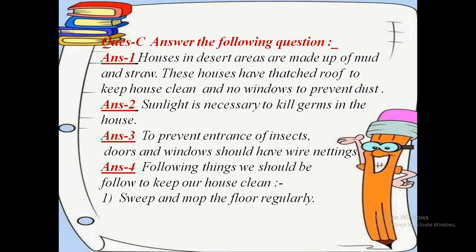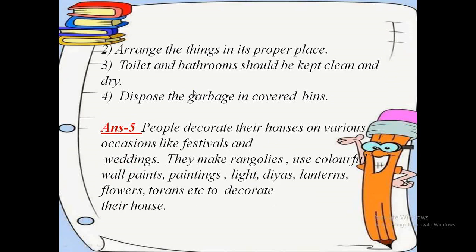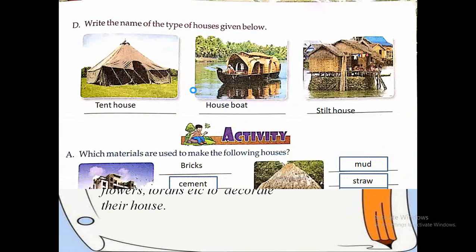So the first question is, write about the house made in desert region. So the answer is, houses in desert areas are made up of mud and straw. These houses have thatched roof to keep house cool and no windows to prevent dust. There should be cool, children, instead of clean, there should be cool.